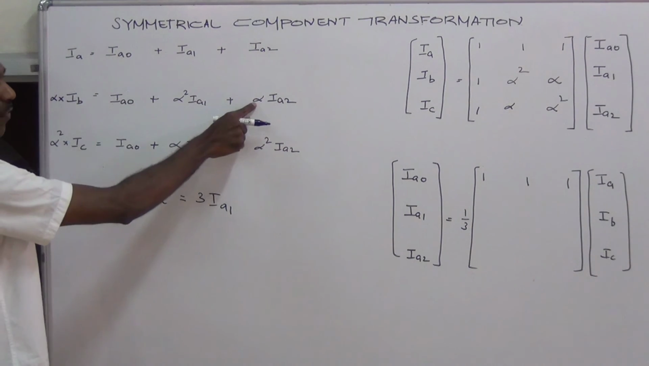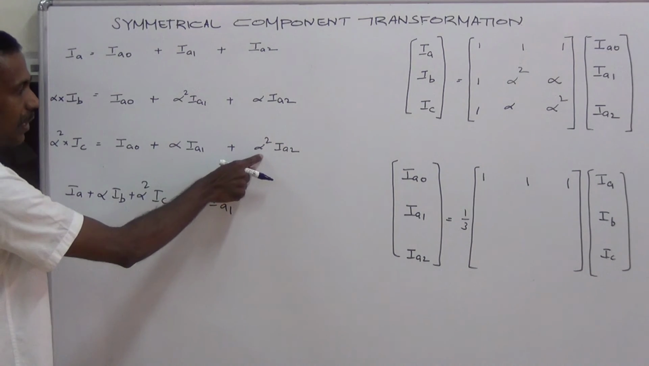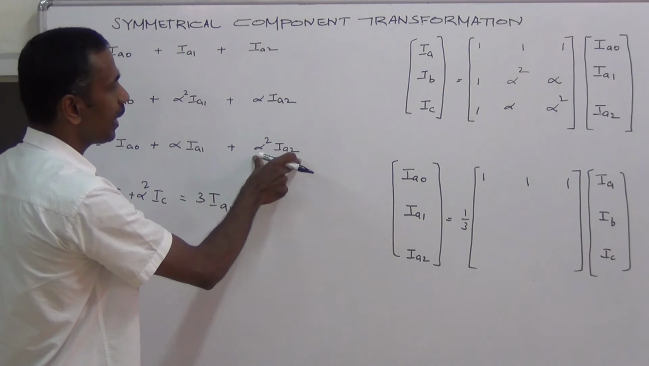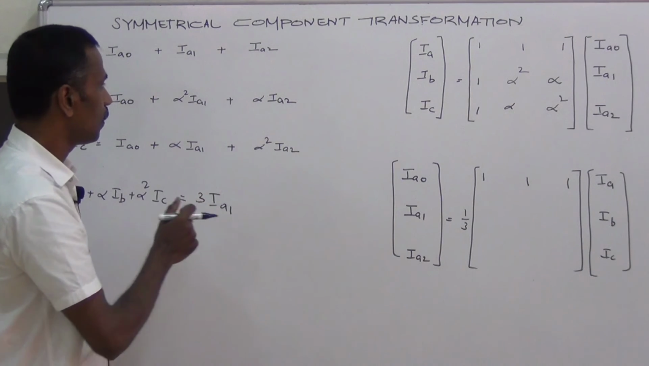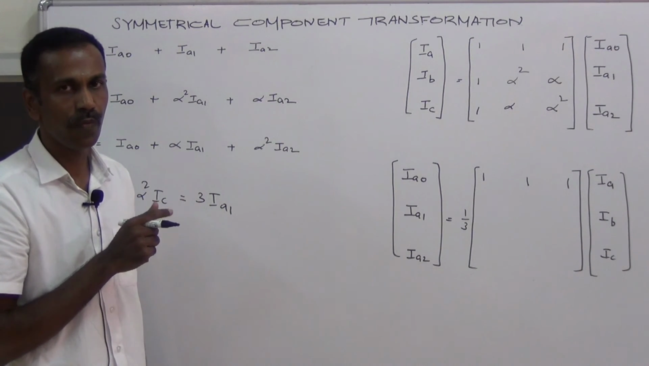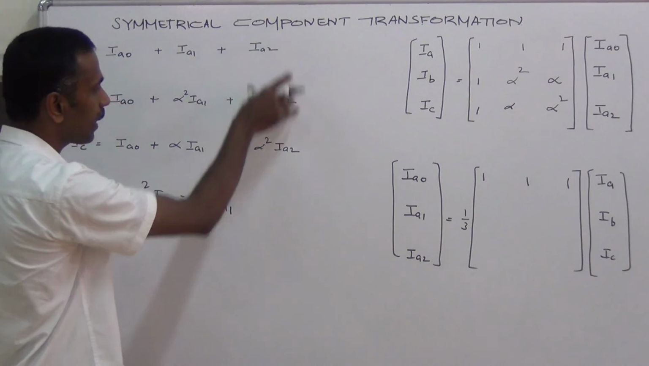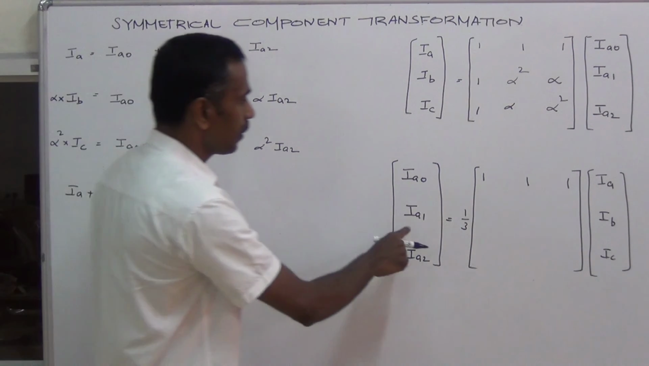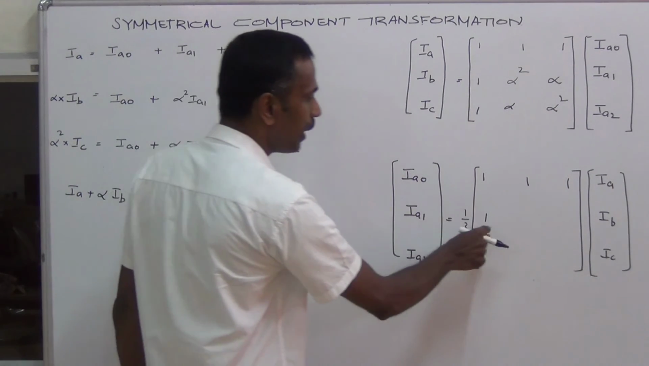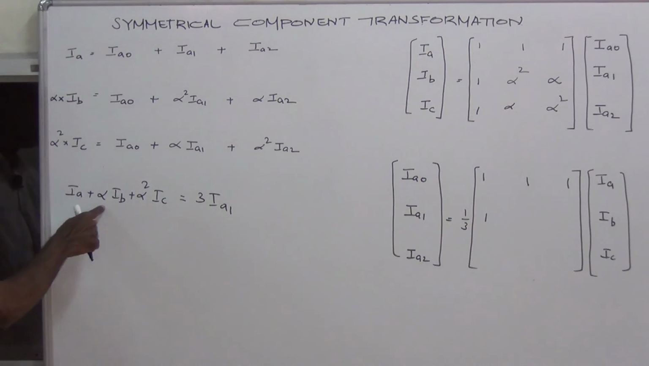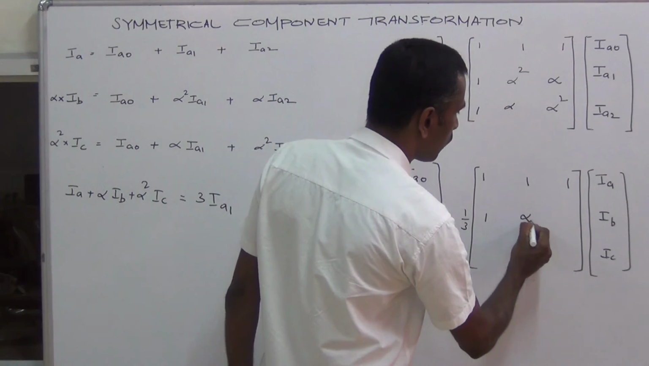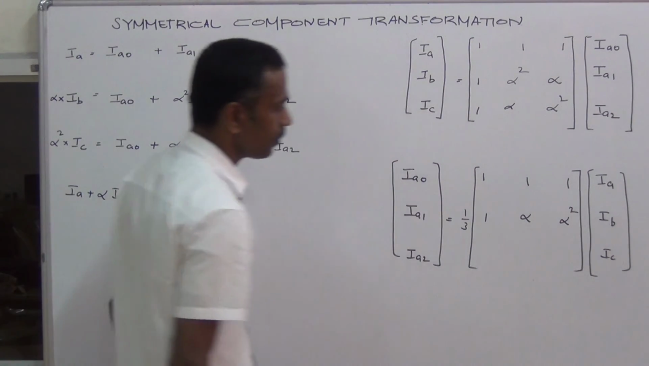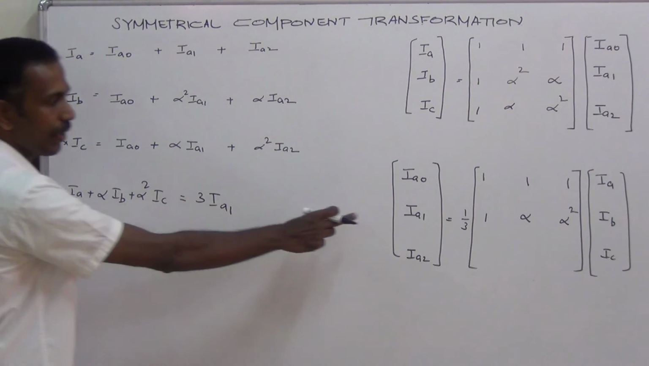The last term is IA2. When it is multiplied by alpha, it becomes alpha square IA2, and then alpha raised to 4 into IA2. Alpha raised to 4 is the same as alpha. So alpha IA2, alpha square IA2, IA2. So this is IA2 into 1 plus alpha square, which gets cancelled. So IA1 equals 1 by 3 into IA plus alpha into IB plus alpha square into IC. So using this equation we can find out IA1.